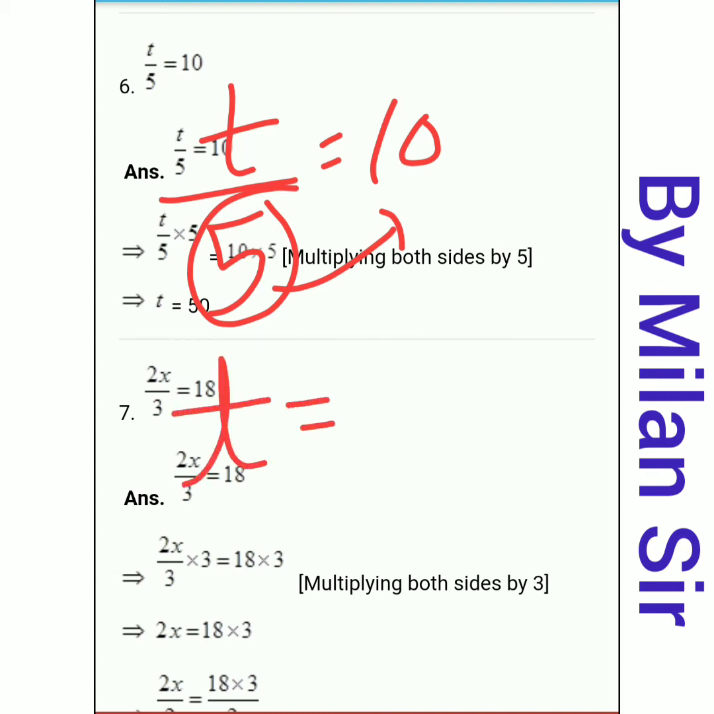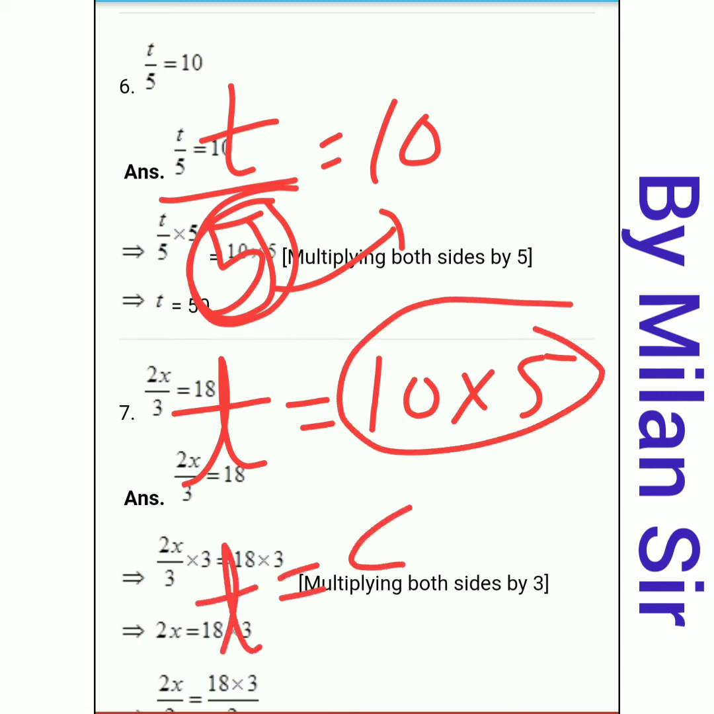So t is equals to, here we have 10, and if we transfer this divide 5 to the right hand side, it becomes multiply 5. That means numerator goes to the denominator and denominator goes to the numerator if we transfer from one side to other side. Okay, here 5 is in denominator. If we transfer it to the right hand side, it goes to the numerator. That means in multiplication. So 10 5s are 50. So our answer is t is equals to 50.